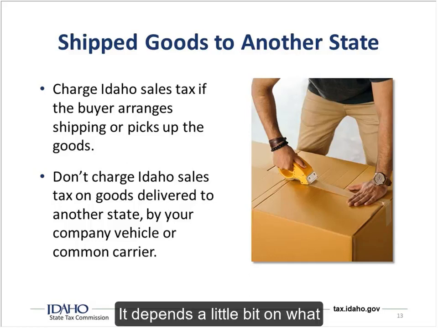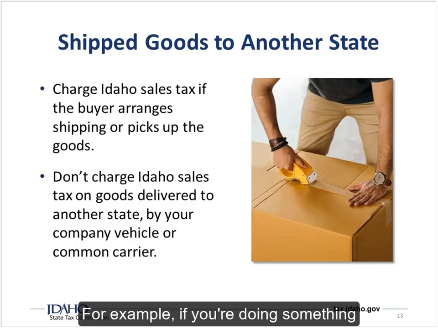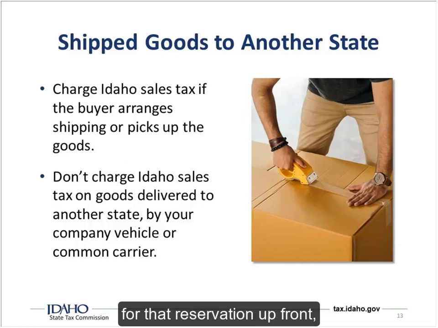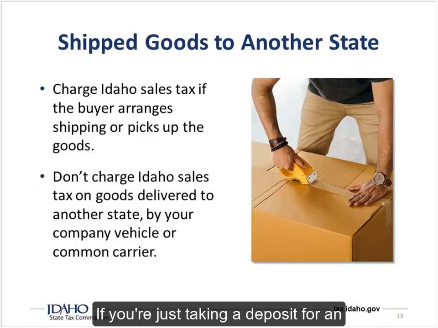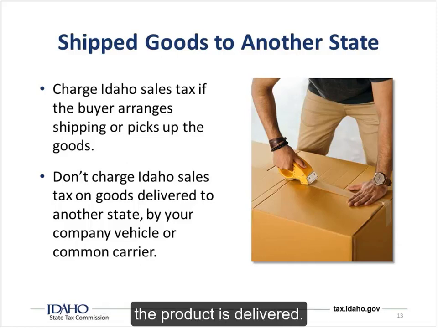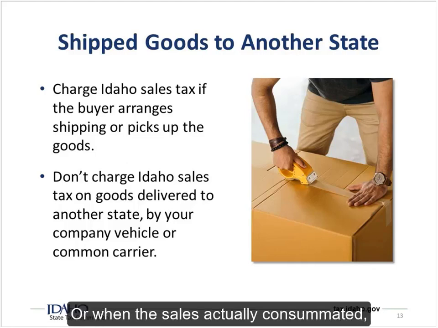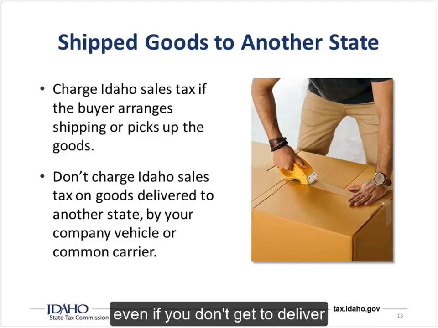It depends a little bit on what it is that you have going on. For example, if you're doing reservations and you're actually taking the payment for that reservation up front, then you collect the tax for it. If you're just taking a deposit for an order for tangible personal property, then the tax comes due when the product is delivered, or when the sale is actually consummated. Even if you don't get to deliver the product for a couple of weeks, when they pay for the product, that's when the tax becomes due.